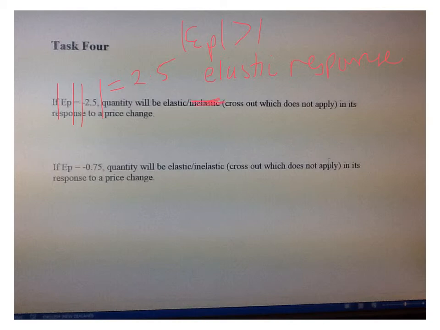Again, I'm coming down here, I'm going to be cheeky, I'm just going to do that, and so we know the absolute value is 0.75. So again, just interpreting what it means, the absolute value of the price elasticity of demand just calculated is less than 1, therefore we're going to get an inelastic response.